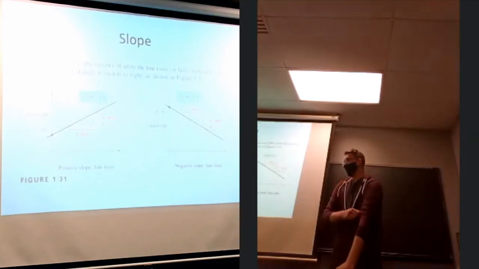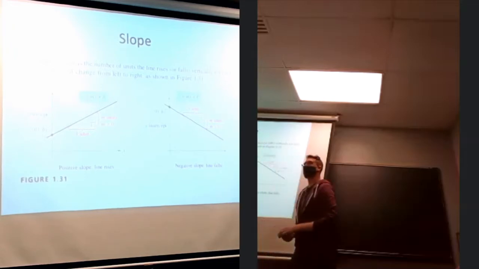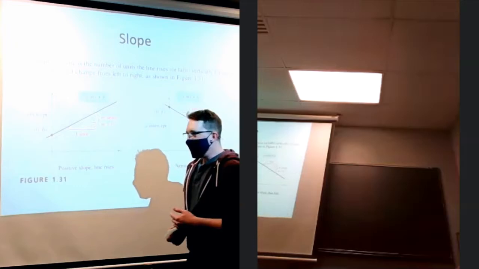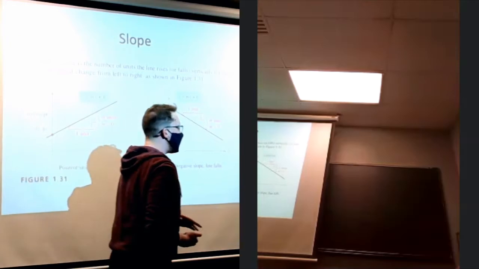Awesome. So, what do y'all remember about slope? Y equals mx plus b. Yeah. So, it's the equation of a line, right? Y equals mx plus b. And the slope of that line is written as m.